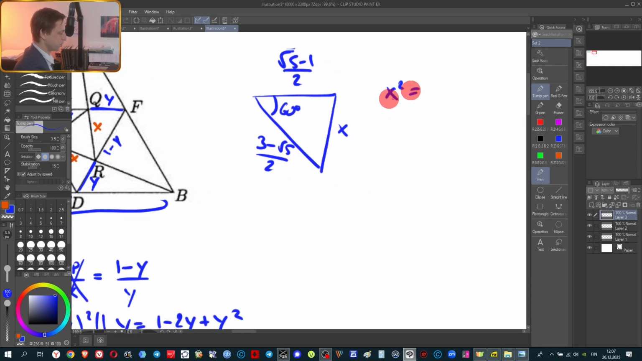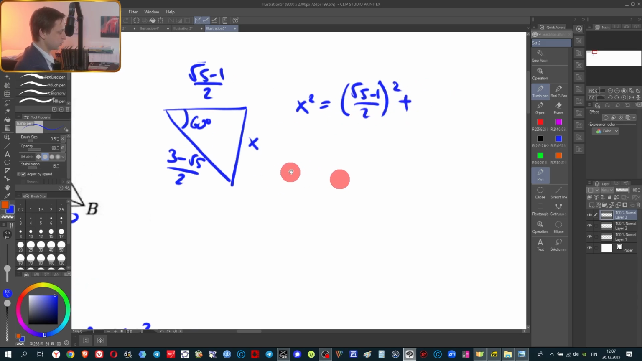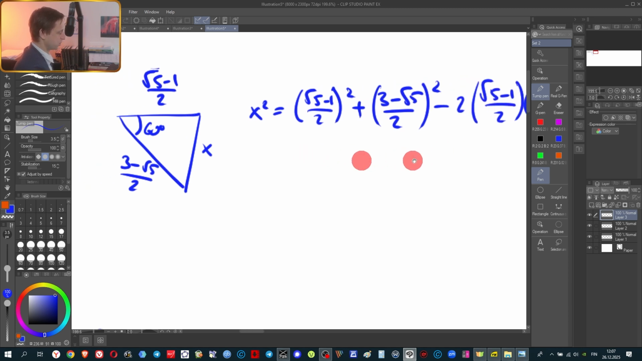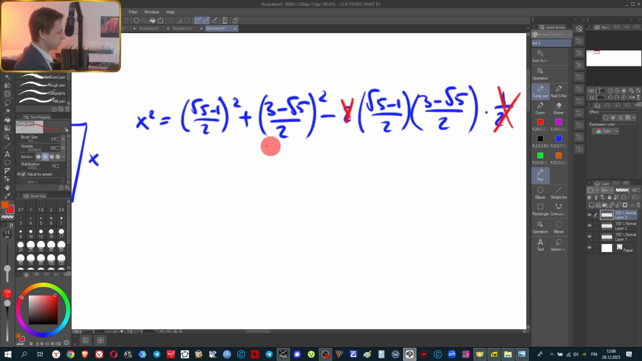So x squared equals the square of this one, (square root of 5 minus 1)/2 squared, plus the square of this one, (3 minus square root of 5)/2 squared, minus the double product: 2 times (square root of 5 minus 1)/2, and then (3 minus square root of 5)/2, times cosine of 60 degrees, which is 1/2. So this one and 2 cancel out. Let's work with the other number.